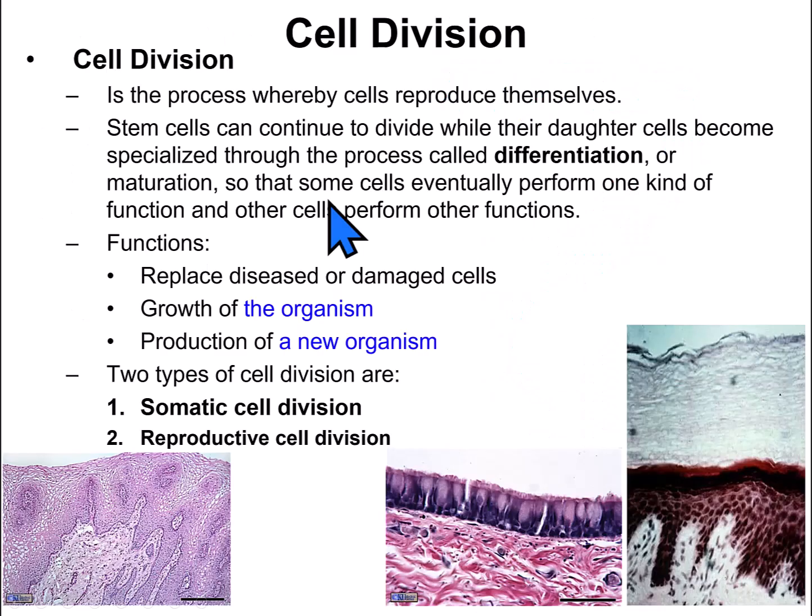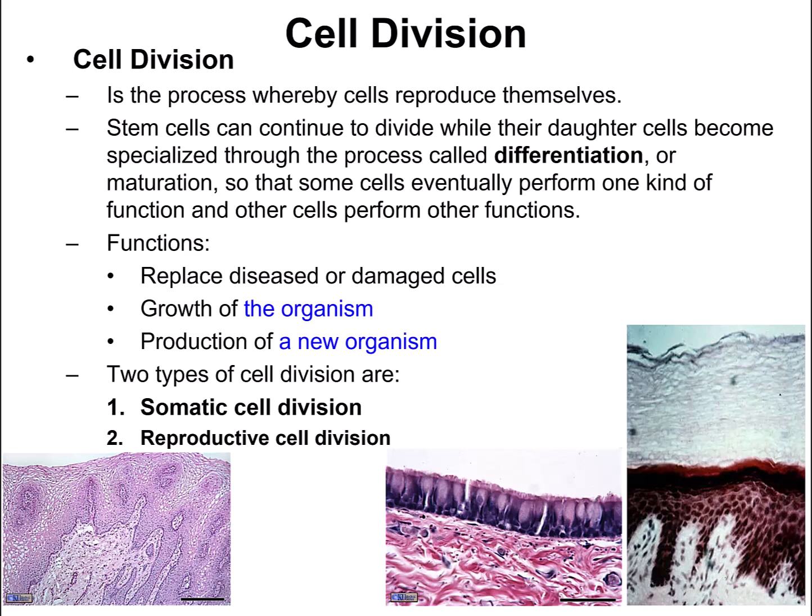Cell division is a process where cells reproduce themselves. You have stem cells, for example, and they can continue to divide while their daughter cells become specialized through a process called differentiation. And you want to make sure you star differentiation. Basically what happens is that these cells, as they differentiate, the genes that the cell doesn't need to have activated for their normal function are shut down. And the genes that the cells need to do their job are used.